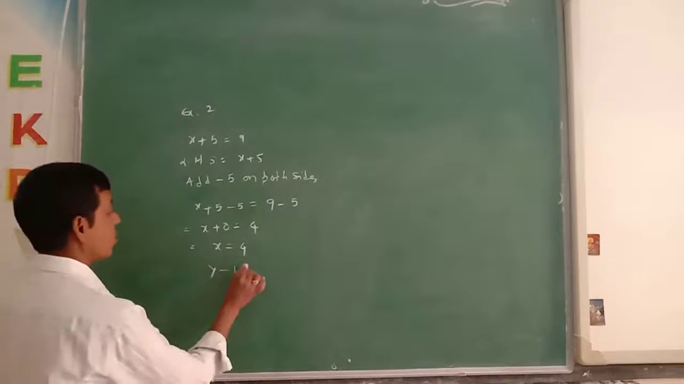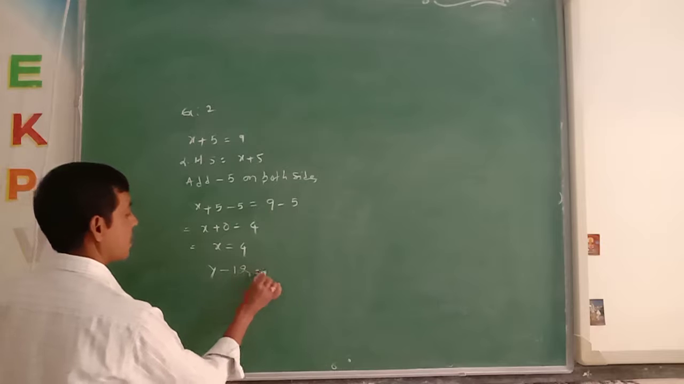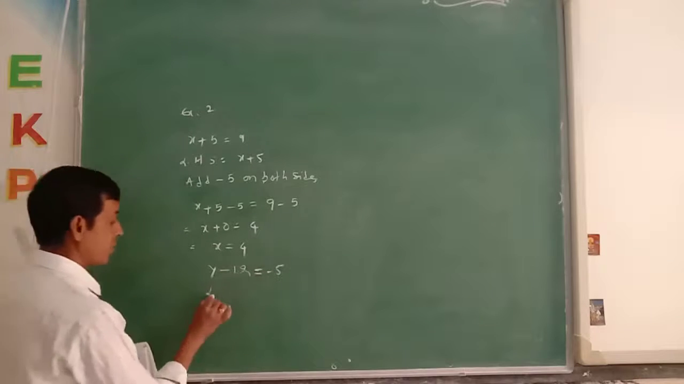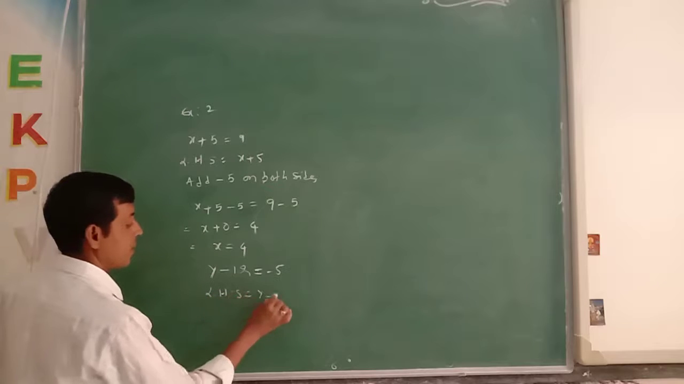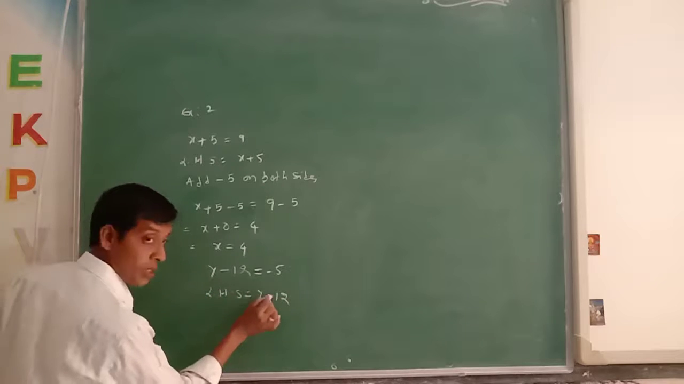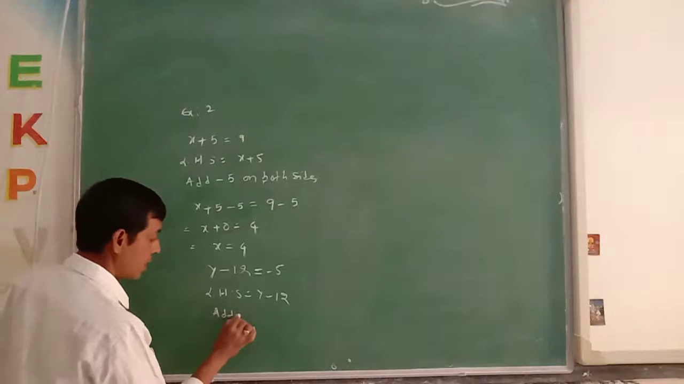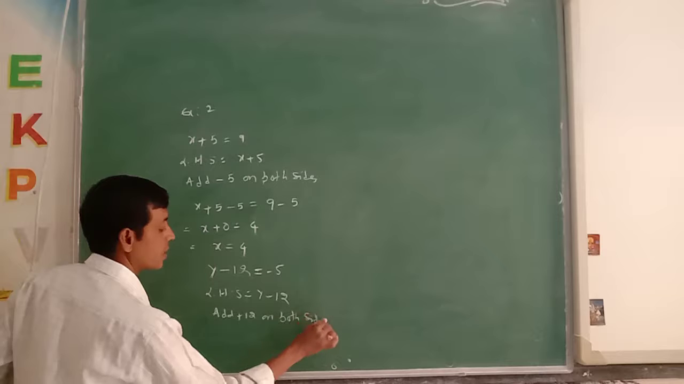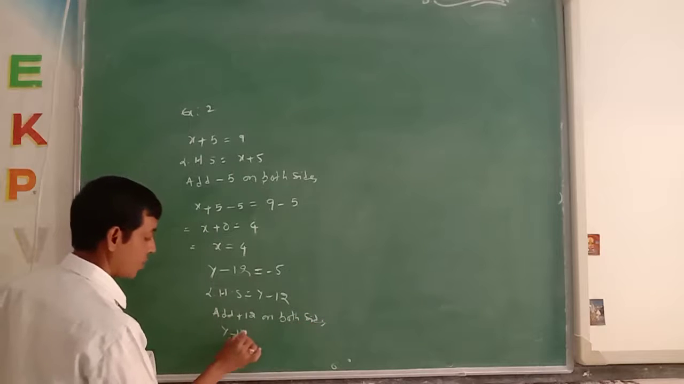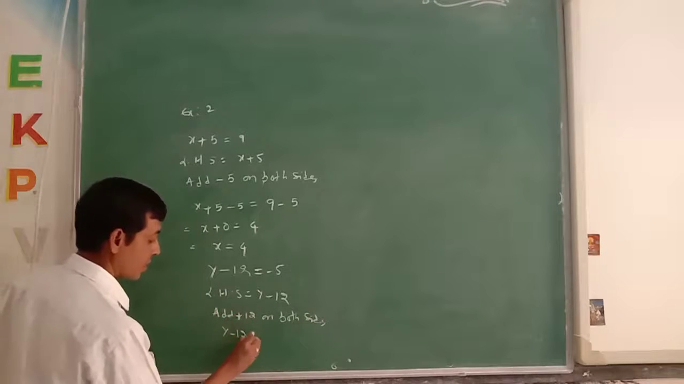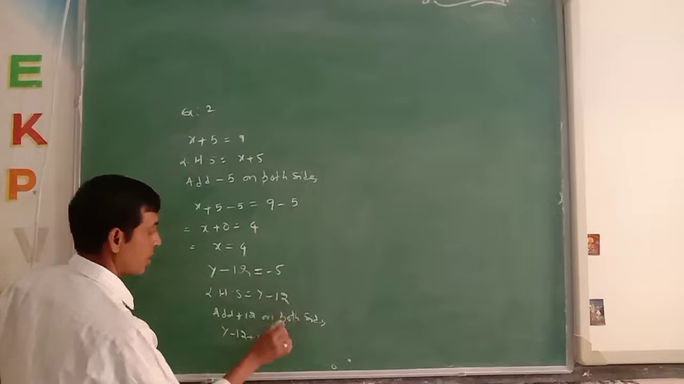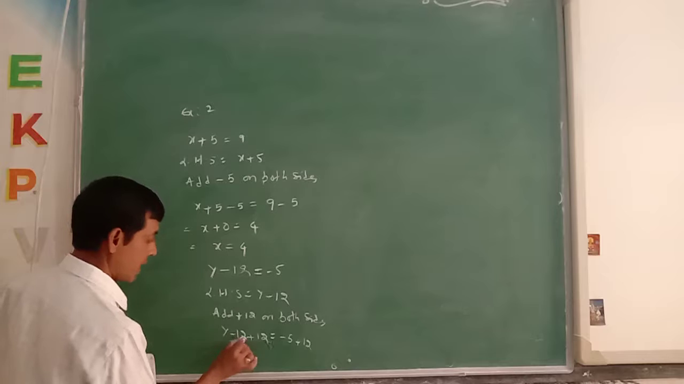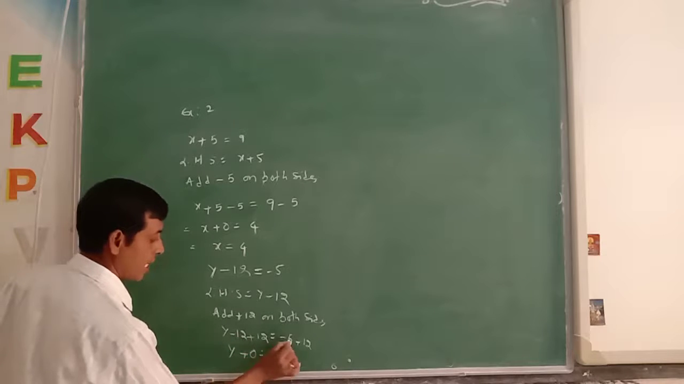y minus 12 is equal to minus 5. Here, what is the LHS? y minus 12. So there is a minus 12 here, what do we have to do? Add plus 12 on both sides. On the left side, y minus 12 plus 12, and on the right side, minus 5 plus 12. Okay? Minus 12 plus 12 is 0.